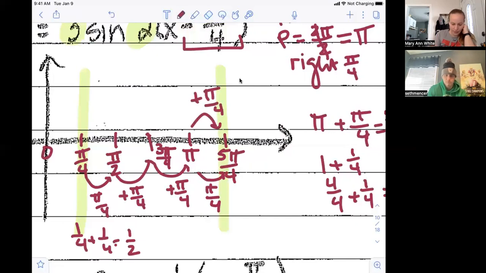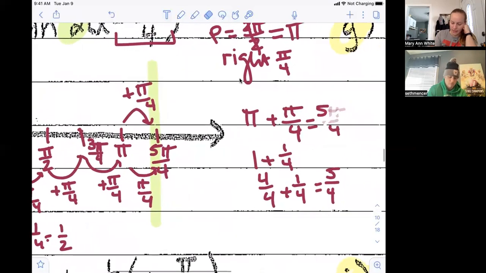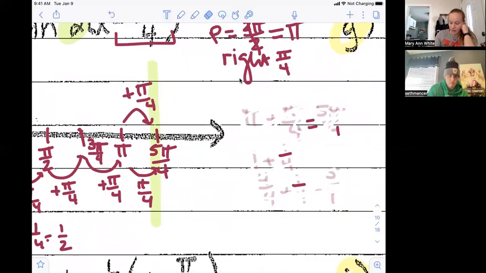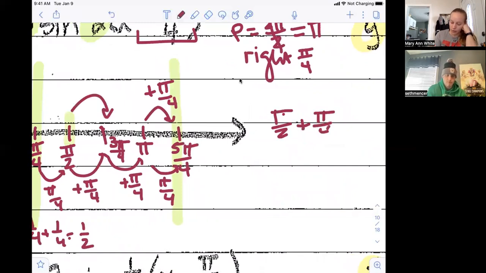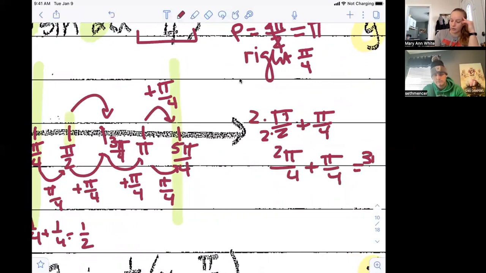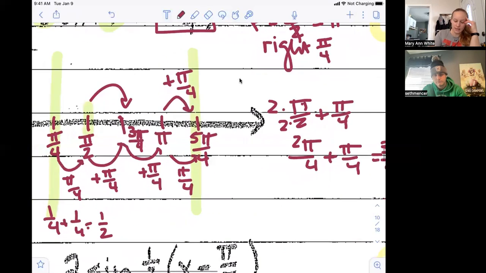And again, if you want me to explain more on that, I knew my middle would have been this pi over 2. So if I want to move that over a pi over 4, pi over 2 plus pi over 4, I'd have to just get common denominators. So I'd have to multiply that by 2. So I get 2 pi over 4 plus pi over 4, which gives me 3 pi over 4. And so that's how I know my new middle is 3 pi over 4.